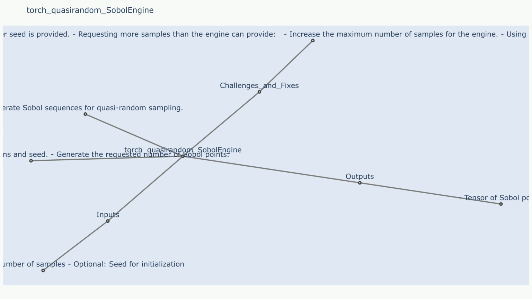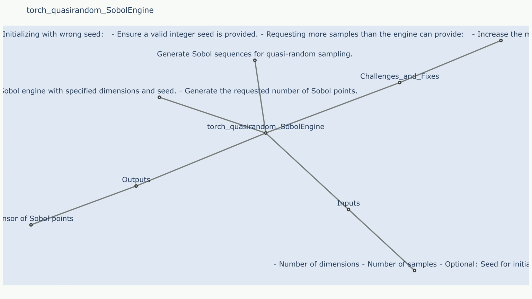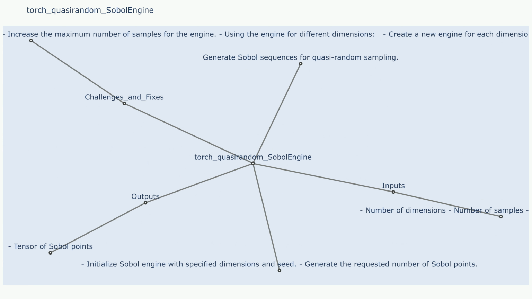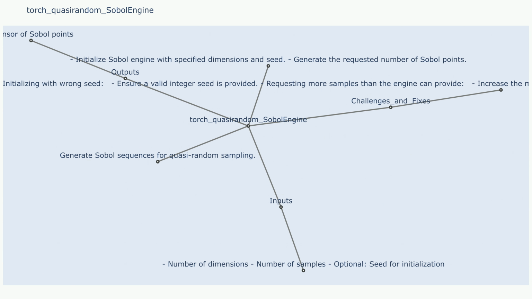Outputs. A PyTorch tensor containing the generated Sobol points. The shape of the tensor is n_samples by dimension, where n_samples is the desired number of samples. Steps. Initialization. Create a SobolEngine object, specifying the dimension, scramble flag, and optional seed. Sample generation. Call the draw method on the SobolEngine object to generate a specified number of Sobol points.